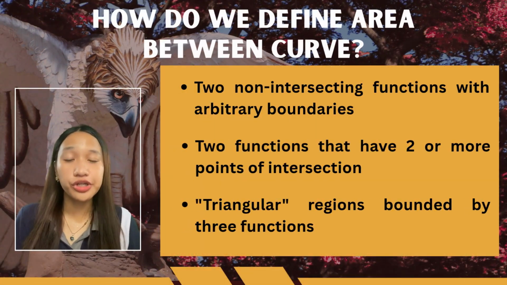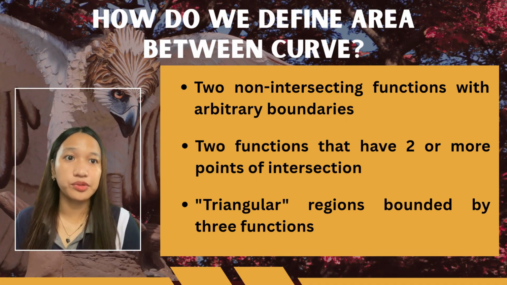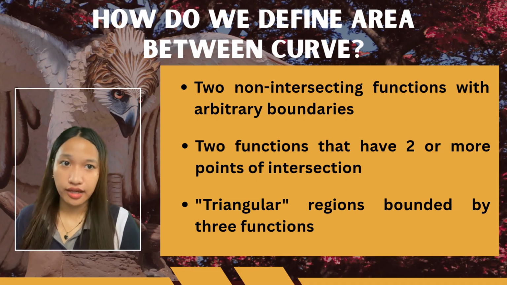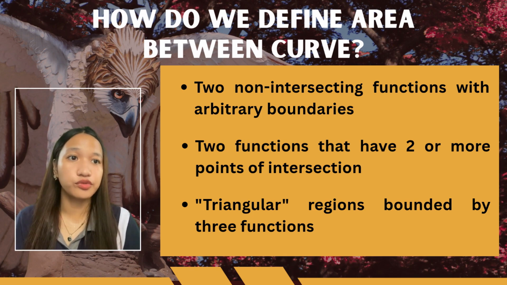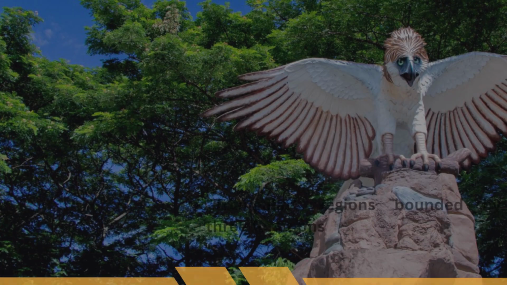How do we define area between curves? First, two non-intersecting functions with arbitrary boundaries. Second, two functions that have two or more points of intersection. Third, triangular regions bounded by three functions.